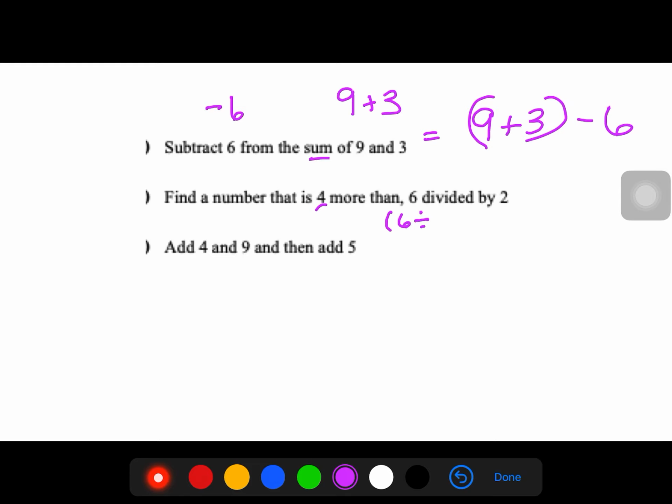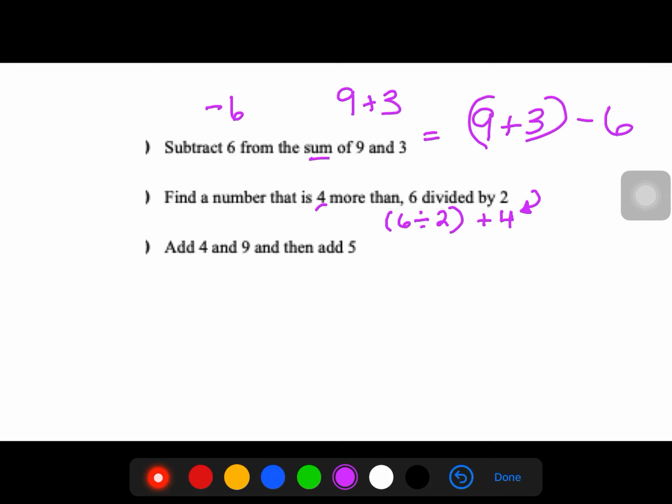Can you find me a number that's 4 more than 6 divided by 2? What do you have to do first? Well, you have to do 6 divided by 2, and then find a number that's 4 more than that. In this equation, do I really need to have the parentheses? No, by order of operations, I would do the division first anyway.